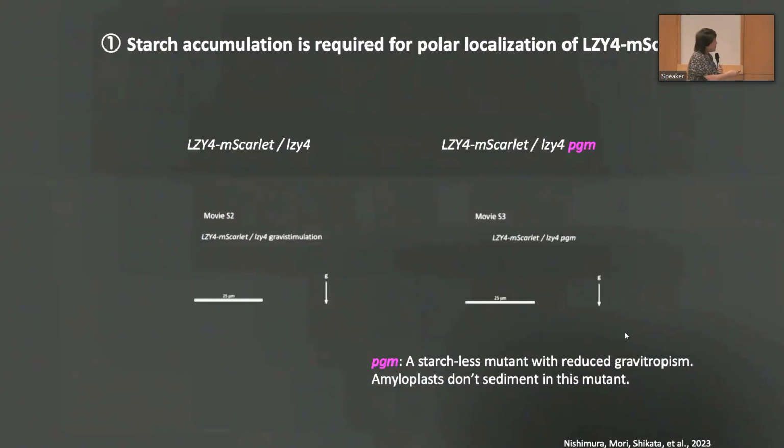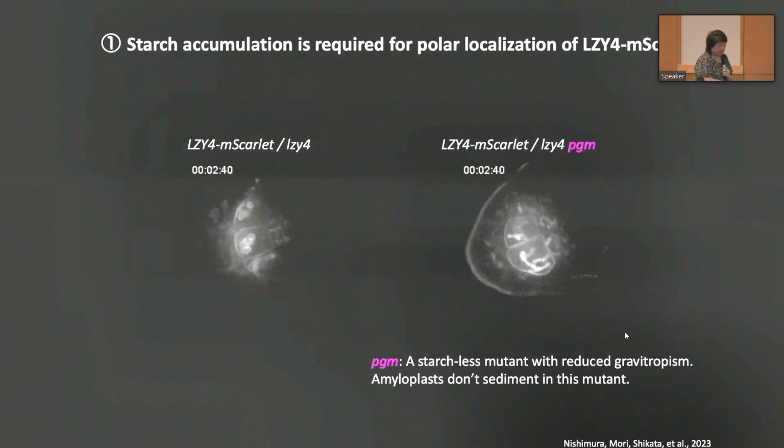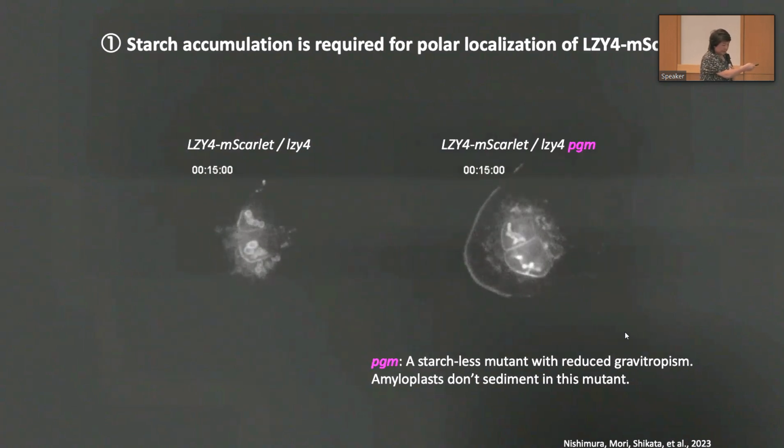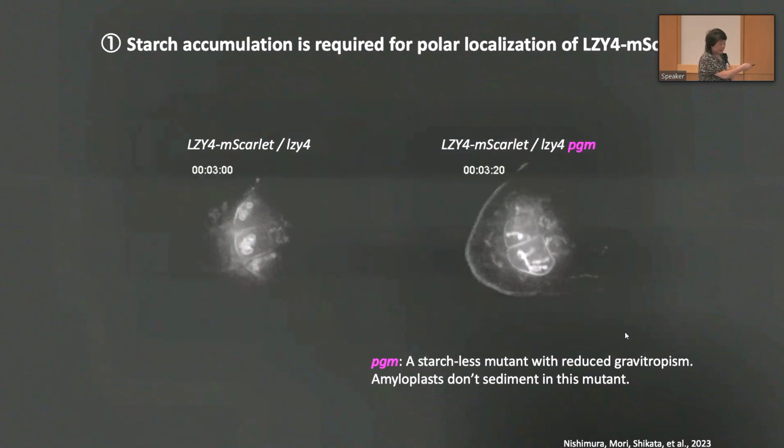The first experiment was performed with the pgm mutant. PGM is a starchless mutant with reduced gravitropism. In the pgm mutant, as you can see here, the amyloplasts without starch granules were floating and moving randomly, and the LZY signal was observed at the amyloplast and the plasma membrane without polarity.